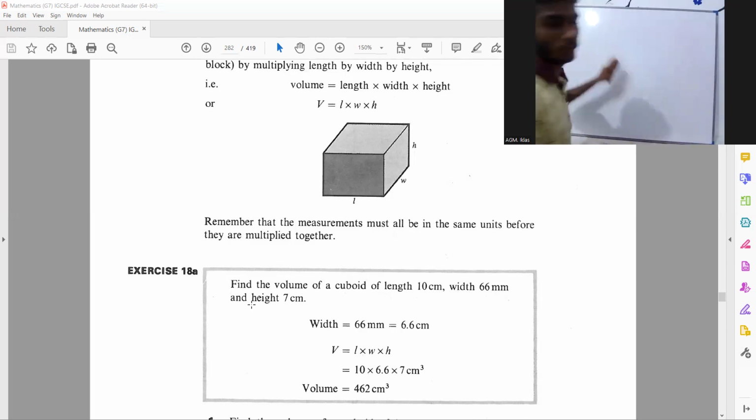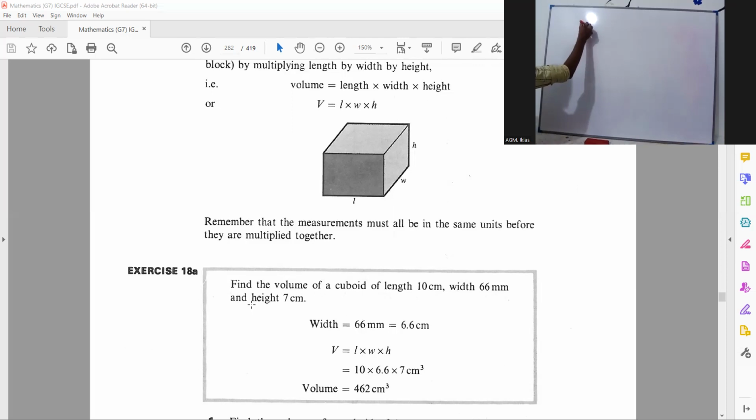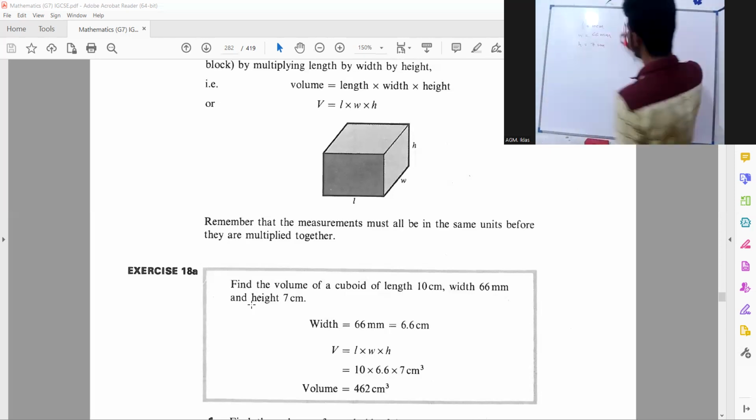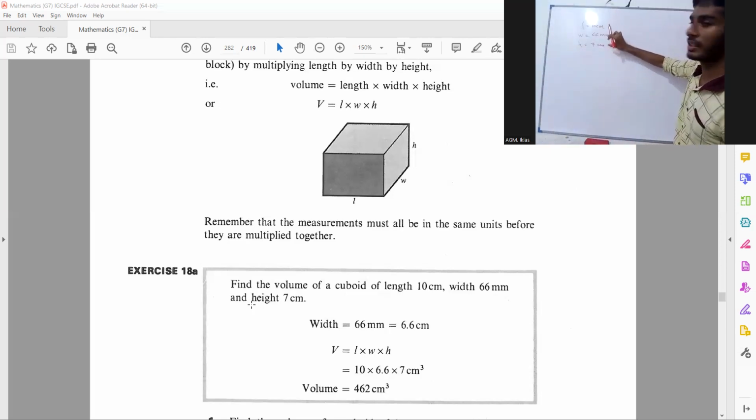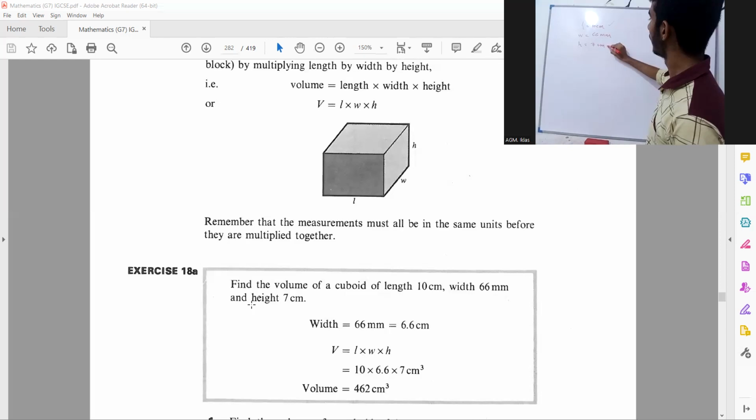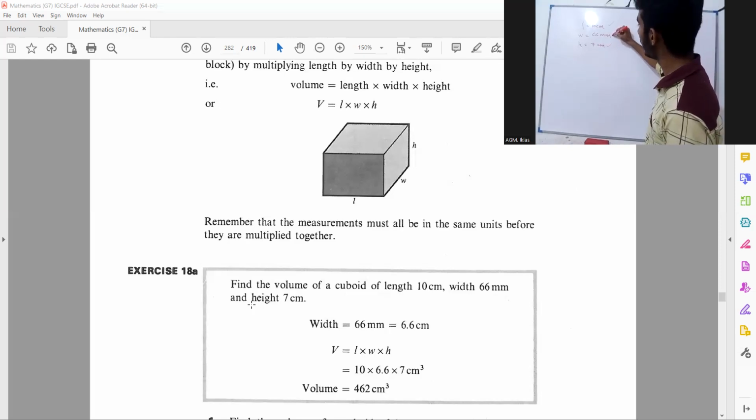There is a cuboid with length L equal to 10 centimeter, W equal to 66 millimeter, and height equal to 7 centimeter. Now, before we find the volume, we need to check whether all units are the same. Here centimeter, centimeter, but this one is in millimeter.